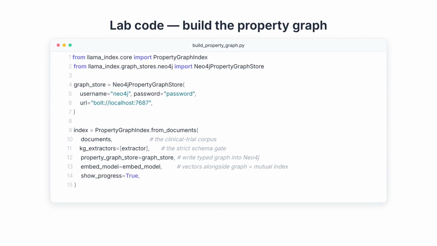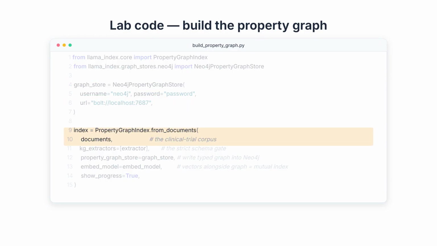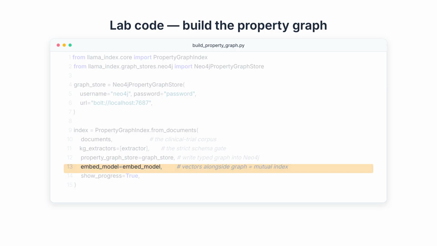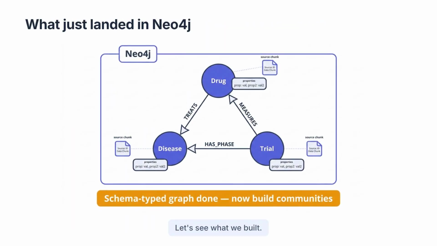Now we connect Neo4j and build. Neo4j property graph store opens the database. Then PropertyGraphIndex from documents runs the whole pipeline. It feeds our clinical trial documents through the SchemaGate, writes the typed graph into Neo4j, and because we pass an embed model, it stores vectors right alongside the nodes. That embedding step is the mutual indexing from KAG, structure and source text, dual indexed. Let's see what we built.